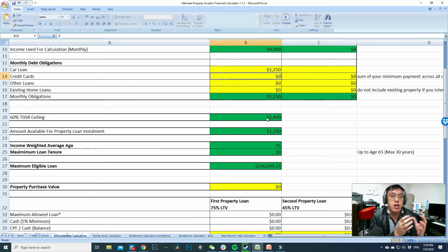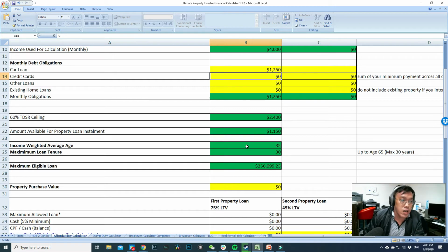This TDSR basically means that your loans in totality should not exceed 60% of what you make monthly, which is $2,400. Because she has an existing car loan, you have to further deduct $1,250 from $2,400. That leaves her with $1,150. That means whatever property loan she decides to take on, the monthly repayment cannot exceed $1,150. This is a ceiling cap set by the Monetary Authority of Singapore.